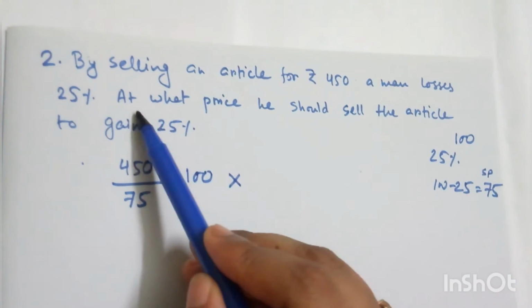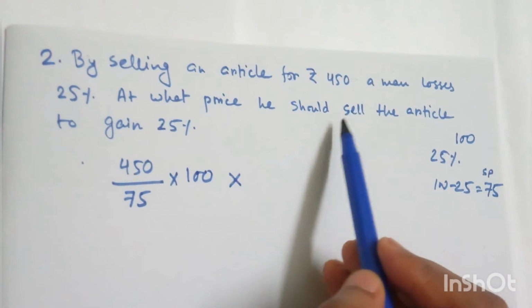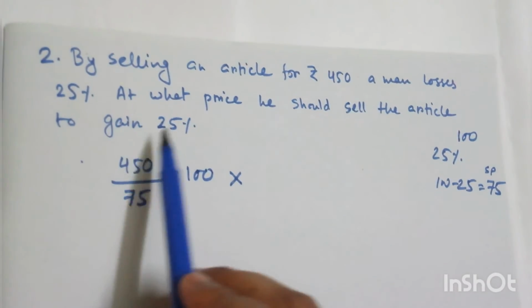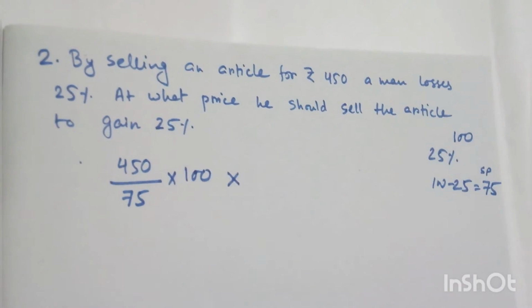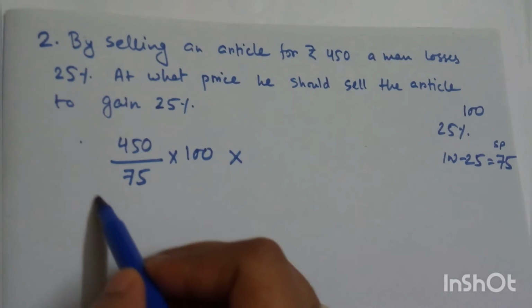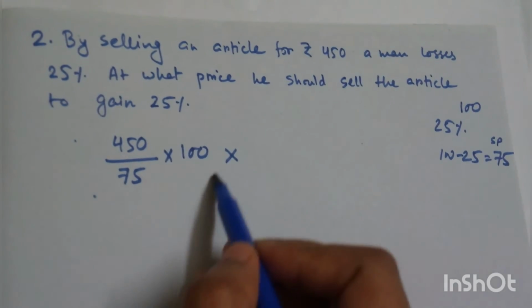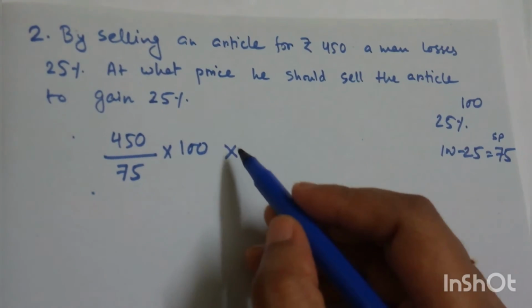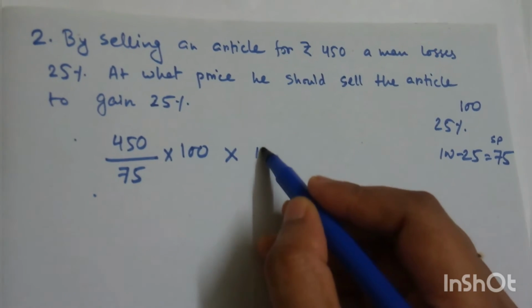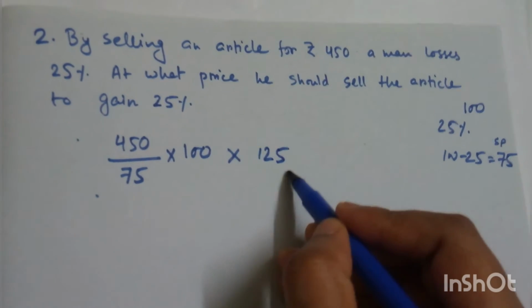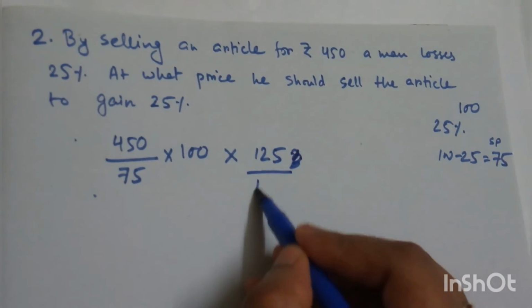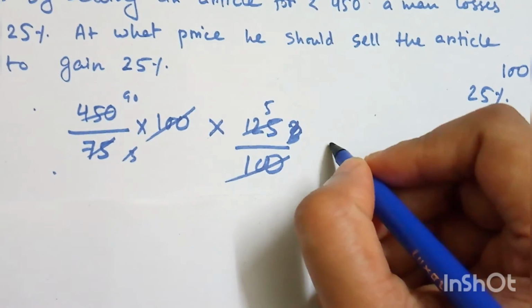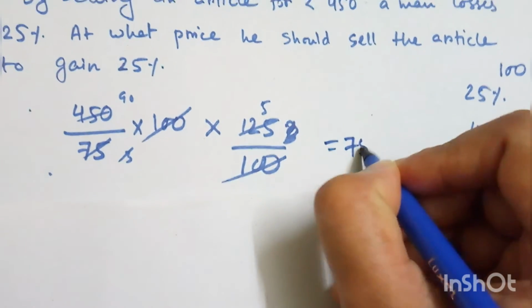And then, at what price should he sell the article to gain 25%? That means this whole is the cost price. So cost price into 125%. That means 125 by 100. So here it is 750.